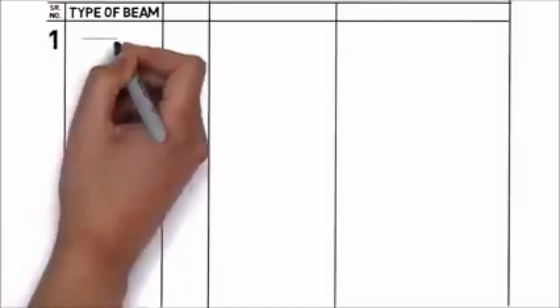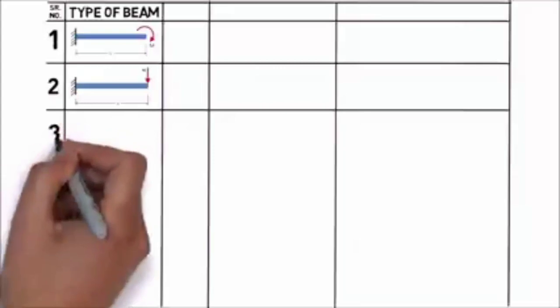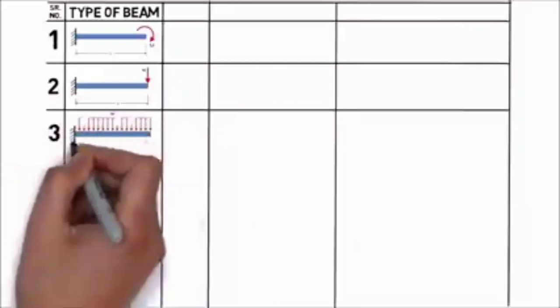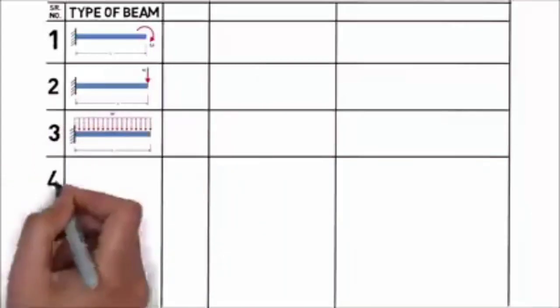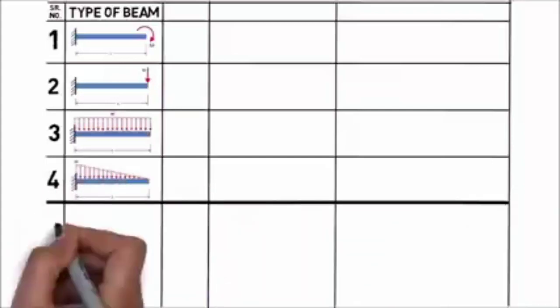So let's start. We will see all the important cases of beam problems. First case, a cantilever beam subjected to a concentrated moment about its free end. Second case, a cantilever beam carrying a point load at the free end. Third case, a cantilever beam subjected to UDL over its entire length. Fourth case, a cantilever beam subjected to UVL over its entire length, like this.